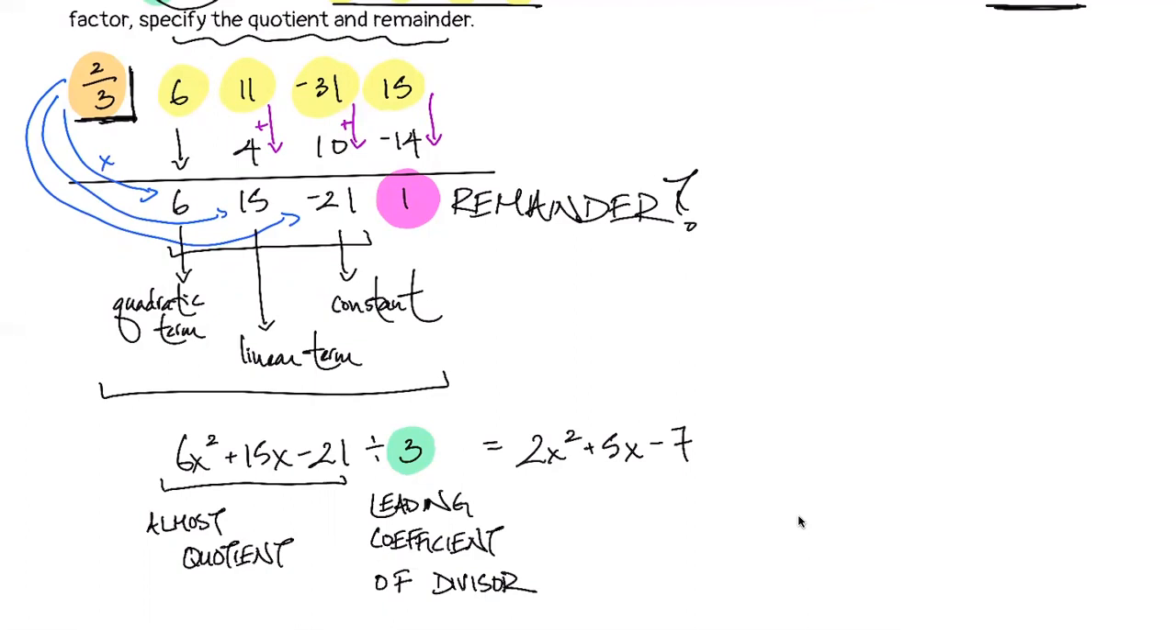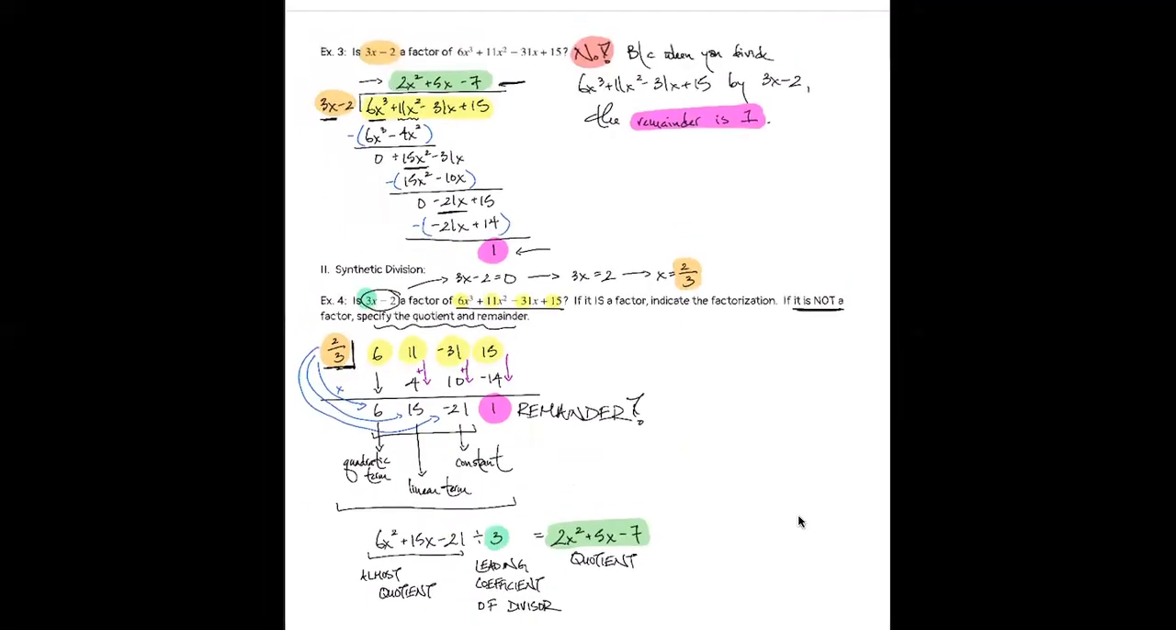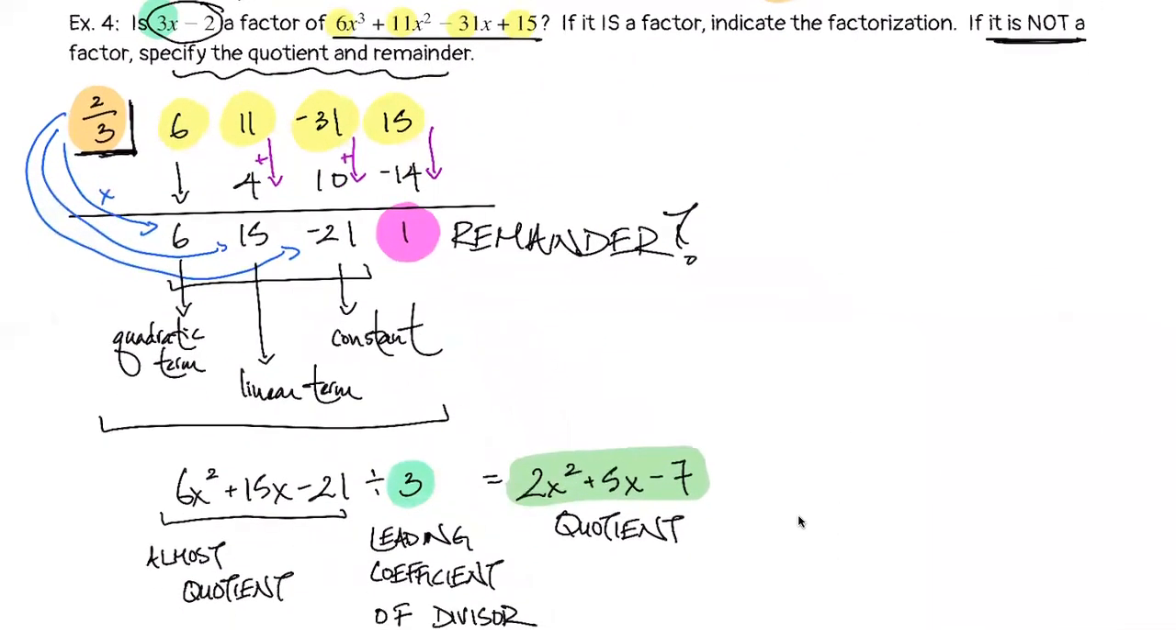Now, let's see. Does this quotient match our quotient that we got using long division? All right, they sure do match. I've got 2x squared plus 5x minus 7 for both of them, okay? So that's how you identify the quotient.